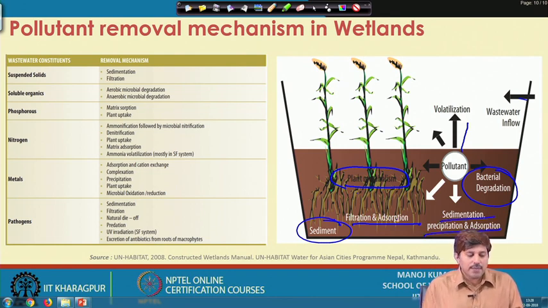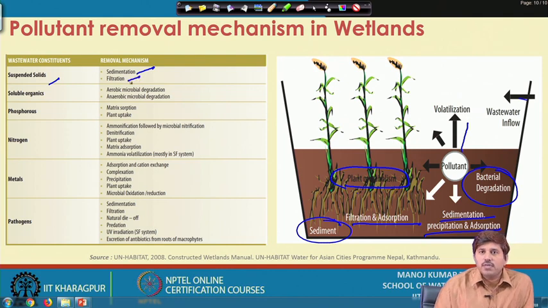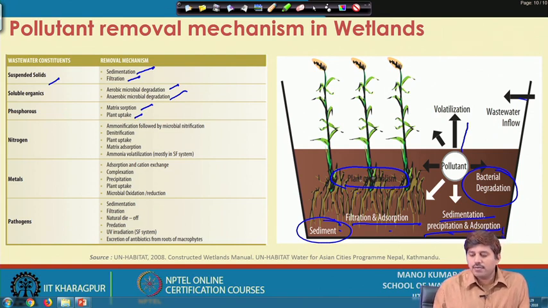So, all those things will happen, and if we see the different constituents and how they are removed: suspended solids will be removed either through sedimentation or filtration. Either they will settle at the bottom of the wetland, or they will be filtered out. The soluble organics are removed through aerobic or anaerobic microbial degradation. Of course, phytoremediation could also remove some of these. Phosphorus will be removed by matrix sorption or plant uptake, so either it gets adsorbed in the soil mineral matrix or is taken up by the plant.